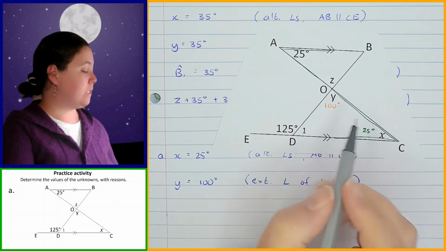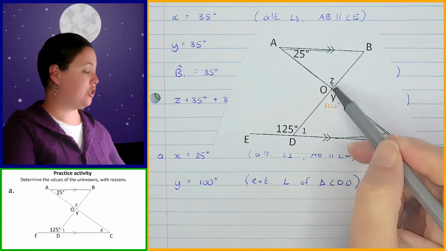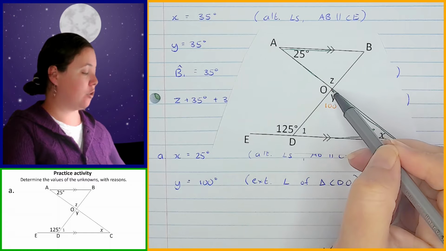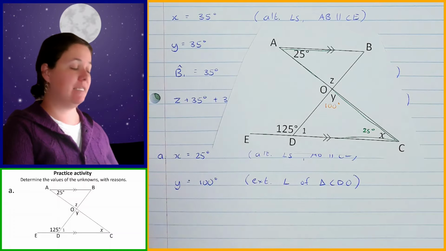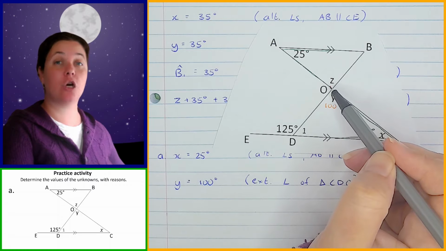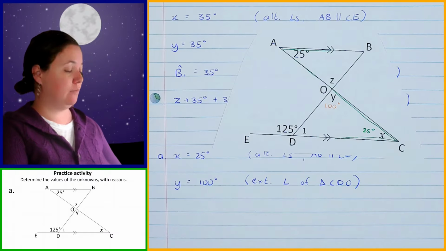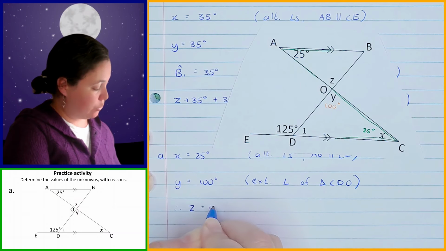Right. Once I've got angle Y, I can then work out angle Z, which is directly opposite angle Y across the point where these two lines intersect. And they're straight lines intersecting, which means I now have vertically opposite angles. Remember, vertically opposite angles are equal to each other. So Z is going to be 100 degrees as well. So I can say, therefore, Z is equal to 100 degrees.